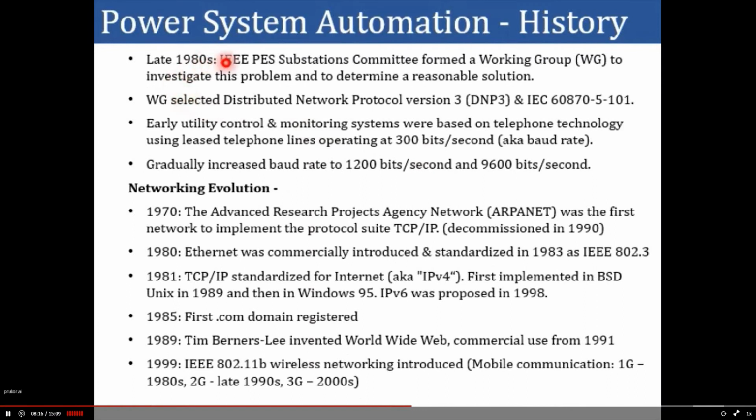Now in the late 1980s, the IEEE PES Substations Committee formed a working group to investigate the problem of interoperability, because at that time there were a lot of protocols which were proprietary in nature, and it was very difficult for vendors and utility companies to work with so many protocols. This committee was given a mandate to solve the interoperability and device integration problem and determine the resolution.